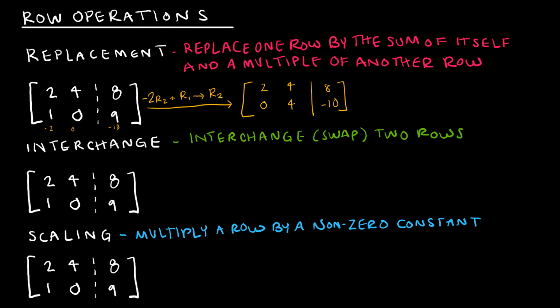Interchange just means to swap 2 rows. So again, I'm going to show you the proper notation. If I want to swap row 1 and row 2, I'm going to use an equal sign essentially with an arrow on each side. So this is telling me I'm swapping row 1 for row 2. If I do that, then this would be 1, 0, 9, and this would be 2, 4, 8.